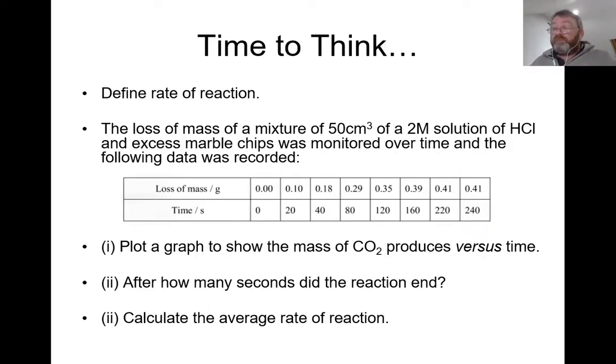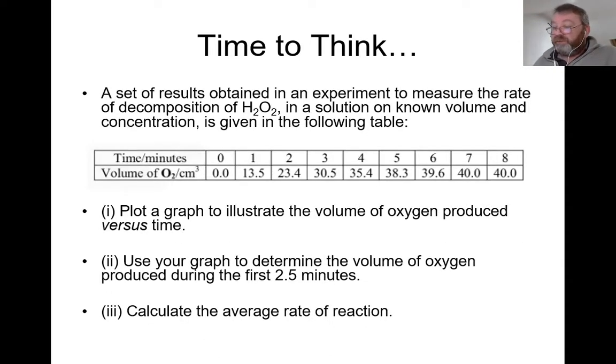So here's your first one, define rate of reaction. Then it gives you a table. The table says plot a graph, and then it asks you a question, after how many seconds did the reaction end? And lastly, calculate the average rate of reaction. That's your first question. And the second question then is this one here. Again, another table where they ask you to plot a graph. Then they ask you to use your graph to determine how much oxygen was produced in the first 2.5 minutes. Now, if you're not too sure how to do that, go back over the video because I did do 2 examples on that one. And lastly then, you calculate the average rate of reaction.